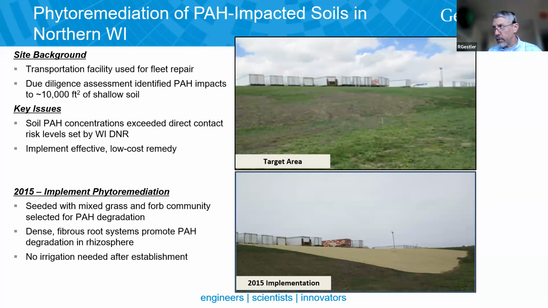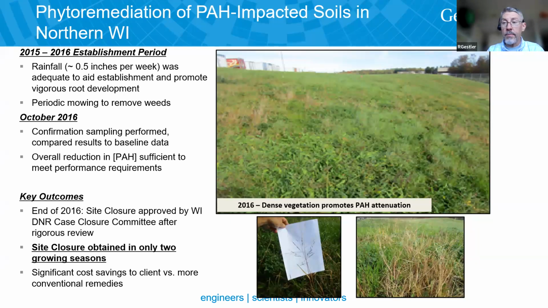We did have to do some initial irrigation to get the system established, but once it was established, rainfall was sufficient to keep the system going. We did periodically mow to remove weeds. And so that was planted in the spring of 2015. By the fall of 2016, we went out and collected some confirmation samples to compare to the initial baseline. How much remediation did we achieve over those 2 growing seasons?